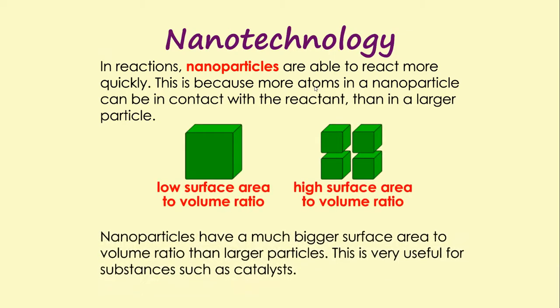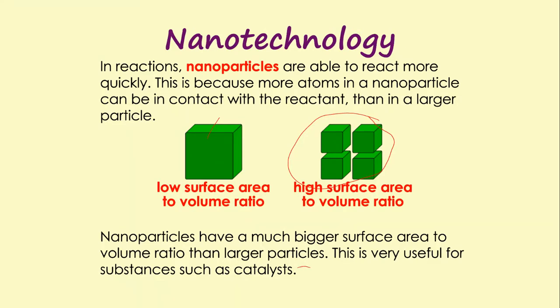So if we've got 2 representations there. So we've got this diagram here, so that's one big block that's going to have a low surface area to volume ratio, and then the one where if you split that same volume into 4, you have a higher surface area to volume ratio. And because nanoparticles are very, very small, they've got a very large surface area to volume ratio compared to normal particles, and that's useful for substances such as catalysts.